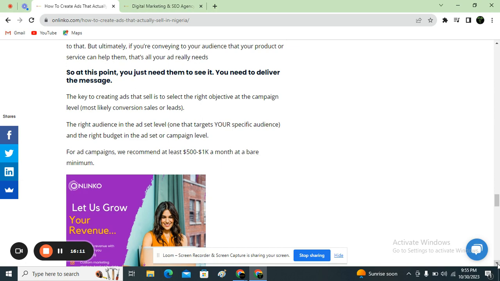The key to creating a good ad set is to select the right objective at the campaign level, most likely conversion or lead, the right audience at the ad set level, which targets your specific audience, and the right budget at the ad set or campaign level. For an ad campaign, we recommend at least 500 to 1K dollars a month as a bare minimum. Well, if you are in Nigeria, you can say 50,000 to 100,000.